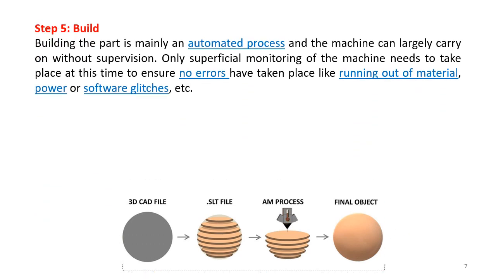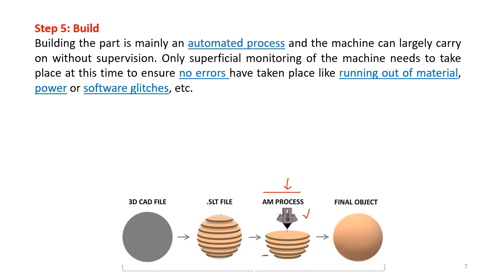Next comes the building. The building part is mainly an automated part. So the AM process part comes in building. The machine can largely carry out this work without any supervision. The machine will already have the position where to start. If it is starting here, it has to end at the top, that we know, and the machine knows how much feed is to be given and how much material is going to come.